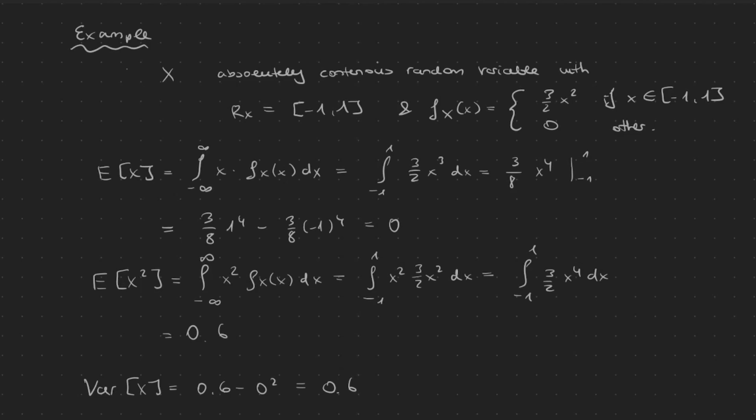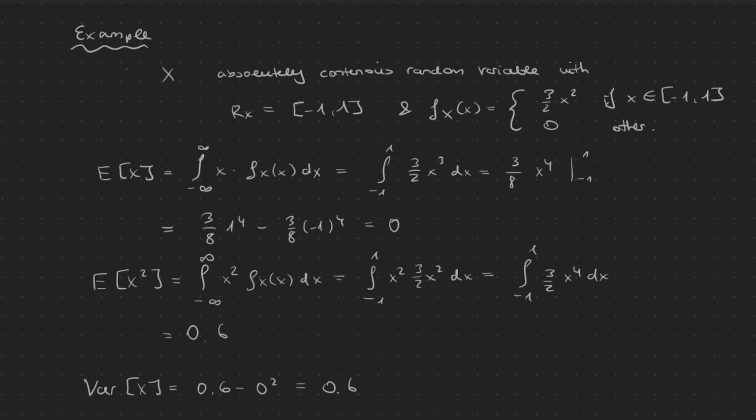Let's do another example, but this time with a continuous random variable to see how we compute the variance there. So our support is the interval going from -1 to 1. The probability density function is 3/2 x² if x lies in the interval and 0 otherwise. So the expected value is defined as the integral going from -infinity to infinity over x times the probability density function f of x. Since our support is going from -1 to 1, the integral will also only go from -1 to 1, because those are the only non-zero contributions.